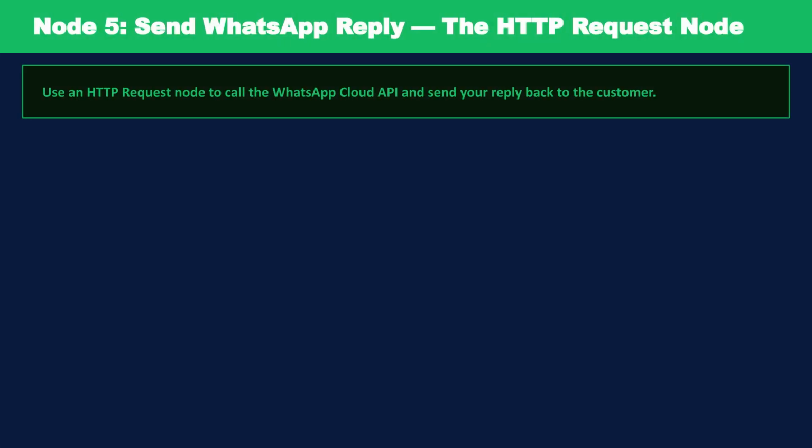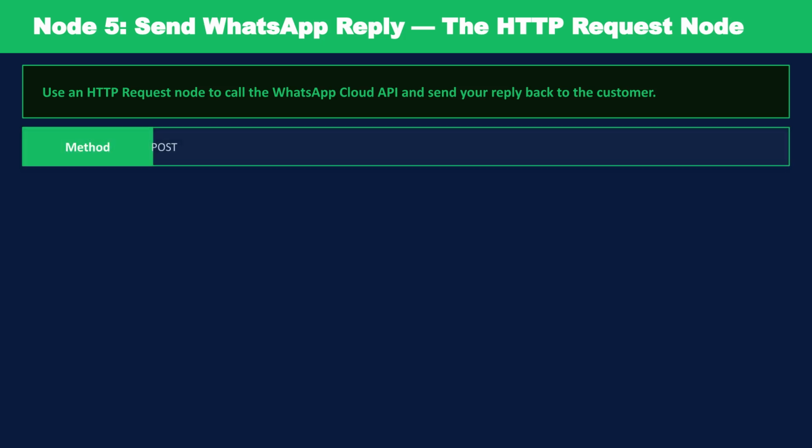The HTTP request node is what actually sends the WhatsApp reply. Configure it as a POST request to the WhatsApp Cloud API endpoint with your phone number ID in the URL. Add your permanent token as a bearer token in the authorization header.